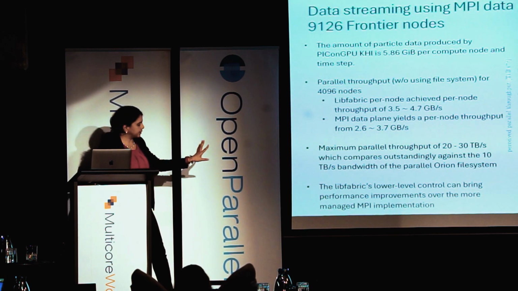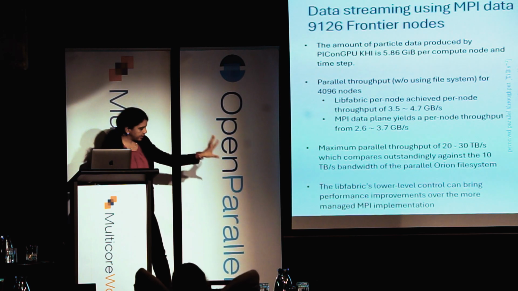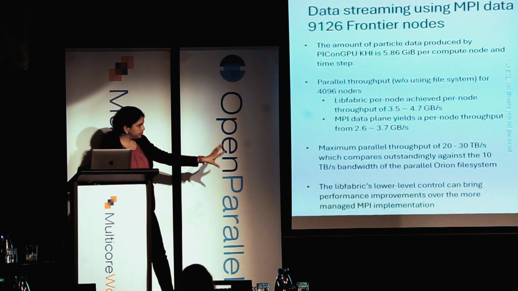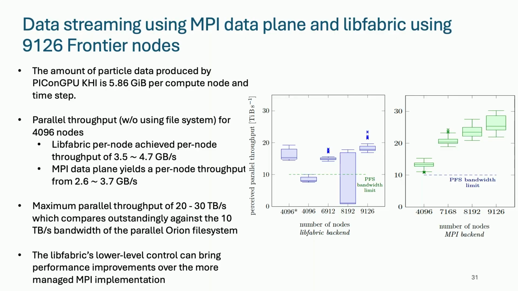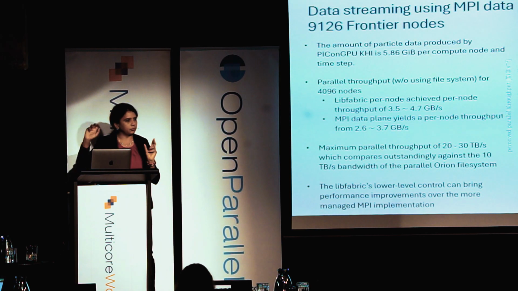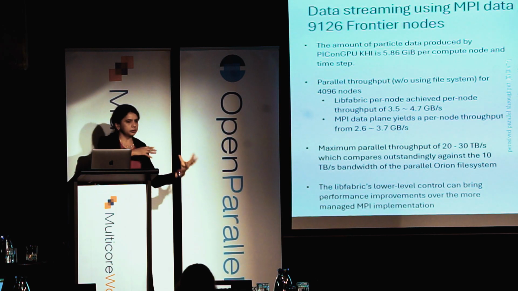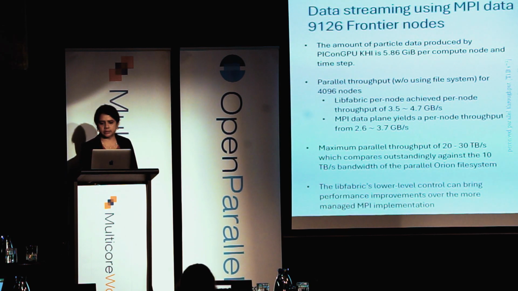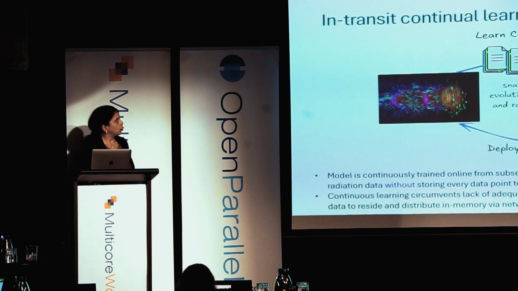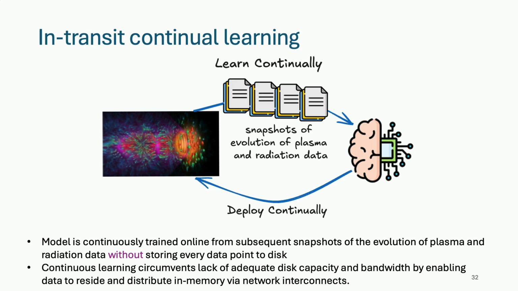These are some more examples or runs of the entire system, experimenting with MPI and libfabric to see how much per-node throughput is even possible, because that's our target. This is our target, but these were some experiments we did. At this point the consumer was not an ML app, more of a dummy consumer, but on the producer side we were trying to see how much these nodes can really consume. What we did was continual learning, where you don't store data at every point on the disk, you circumvent the lack of adequate disk capacity, and you still learn on the fly.